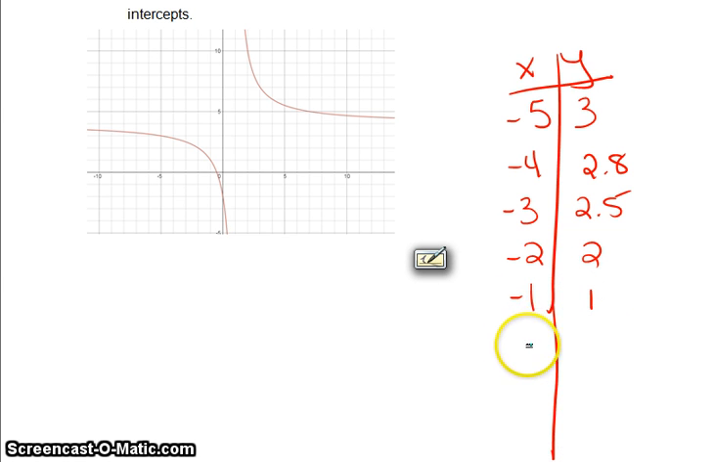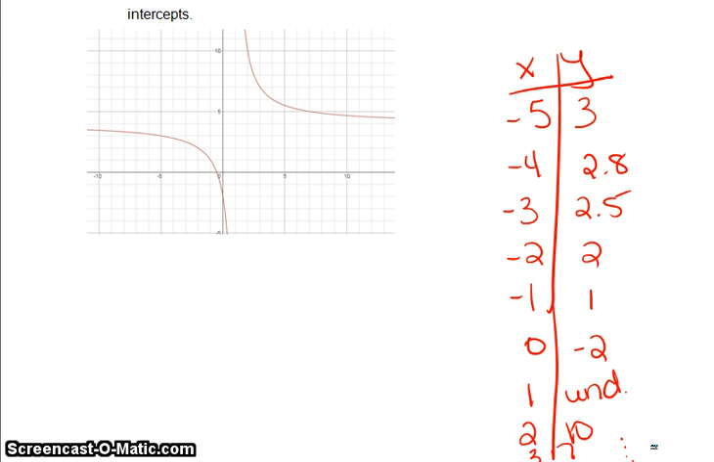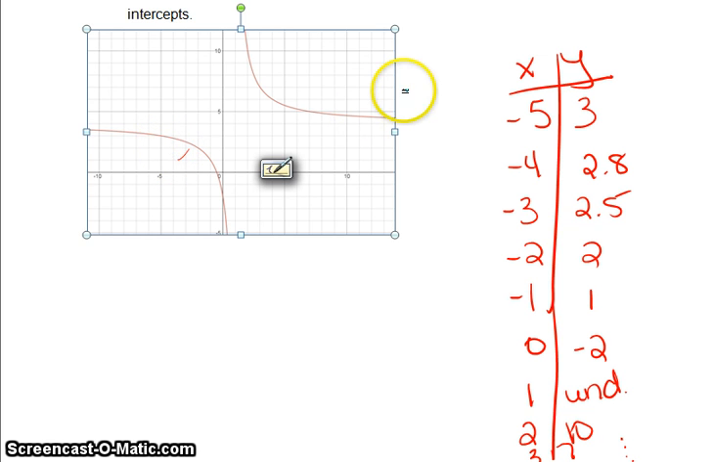Then we have 0 and negative 2, 1 and undefined, 2 and 10, 3 and 7, and it goes on and on and on. But if you guys want to, there's some table values there for you. But here, I have the graph here. It's a little bit harder to see that one.